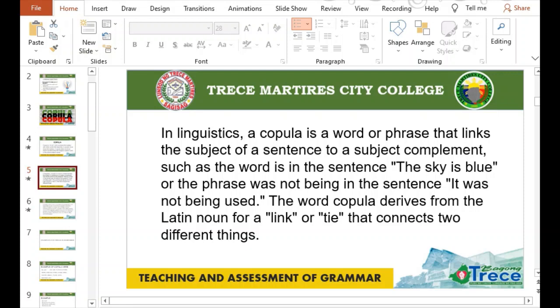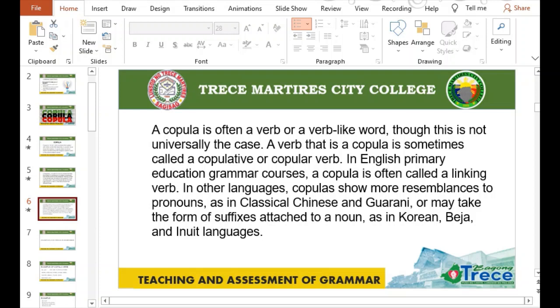The word copula derives from the Latin noun for a link or tie that connects two different things. So as you can see here in this example, the sky is blue. The copula here, or to be verb, is the word is. So the sky is connected to the word blue. So in other words, blue is the subject complement that is connected to the sky, in which the word blue describes the subject sky.